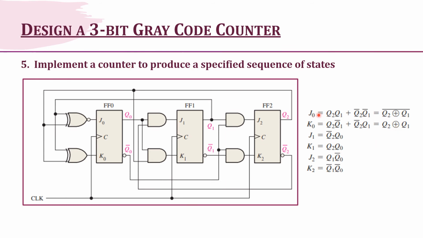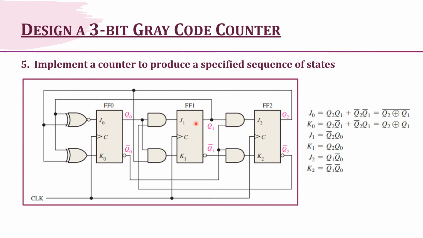As we said, J0 is equal to Q1 exclusive OR Q2, the whole bar. So using an exclusive OR, we can implement this J0 value, an XNOR gate. So this is the Q1 value, Q1 exclusive OR Q2, the whole bar. Similarly, K0 is equal to Q1 exclusive OR Q2. Q1 exclusive OR Q2. So that's the case for flip-flop 0.